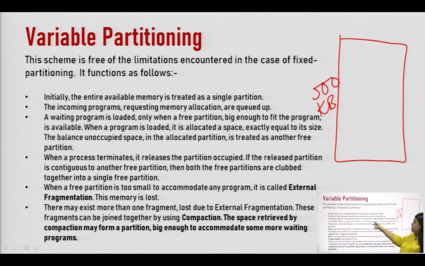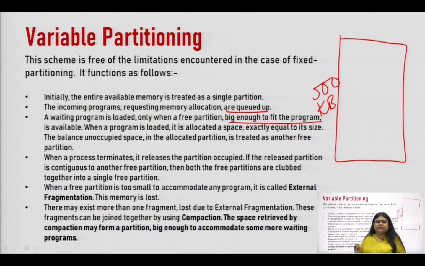Next, the incoming programs requesting memory allocation are queued up. Whichever programs are coming in requesting memory, they are put in a queue, right. A waiting program is loaded only when a free partition big enough to fit the program is available. So, a program will come into the memory only when it has a big enough partition which can fit it. When a program is loaded, it is allocated a space exactly equal to its size. The balance unoccupied space in the allocated partition is treated as another free partition.